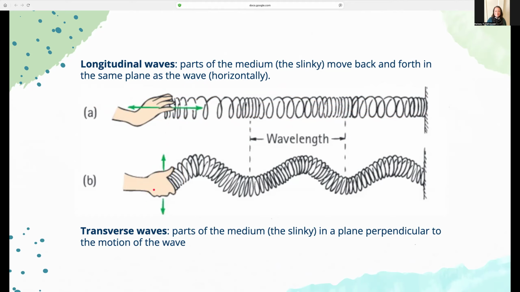Transverse waves are when parts of the medium move in a plane perpendicular to the motion of the wave. So the wave is horizontal, back and forth, but we're moving the slinky up and down instead. So longitudinal means you're moving the medium in the same direction that the wave itself moves, and transverse is when they're perpendicular.